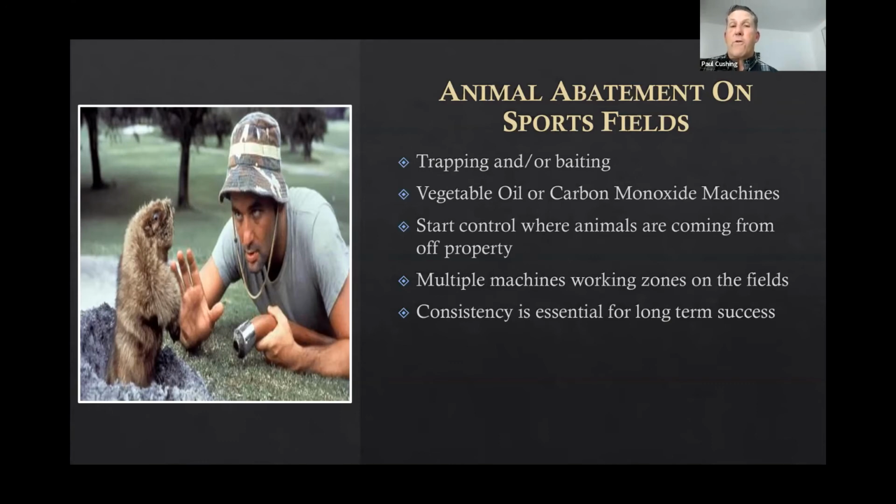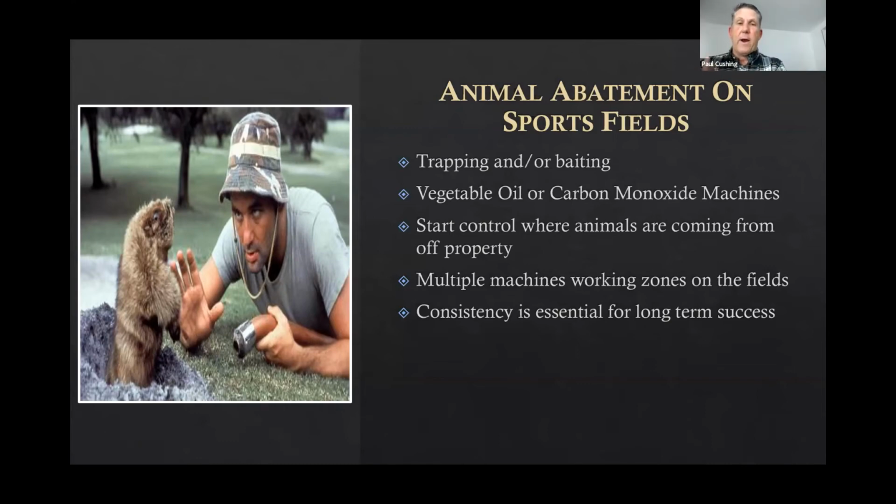A lot of our sports fields in our school districts here in California are using the vegetable oil or the carbon monoxide machines, and they've been very effective. I would recommend to you guys, make sure you start controlling. If we have an open field next to our sports fields, where we can see all the rodents coming onto our fields, we can see where the gophers are coming from. Make sure you start on that portion so that we can keep any new rodents and animals from coming onto our fields from that point.